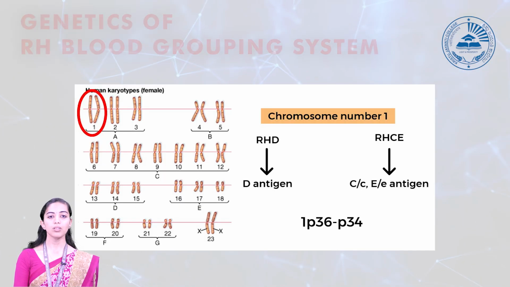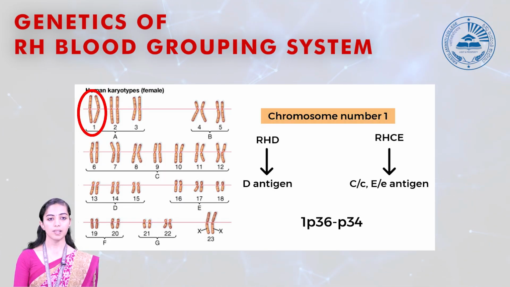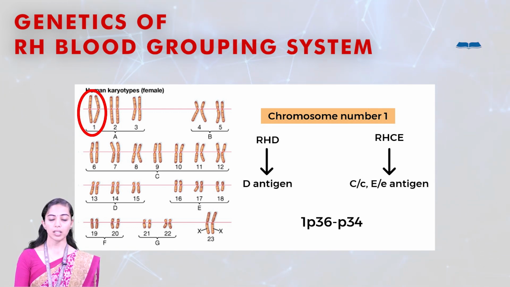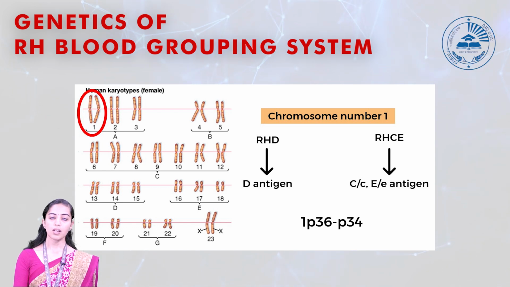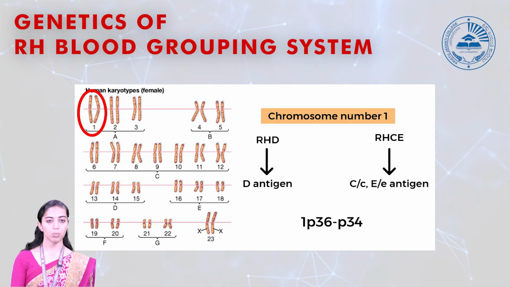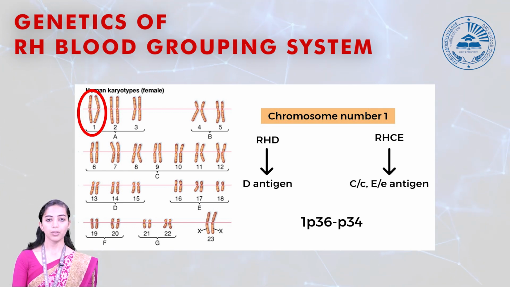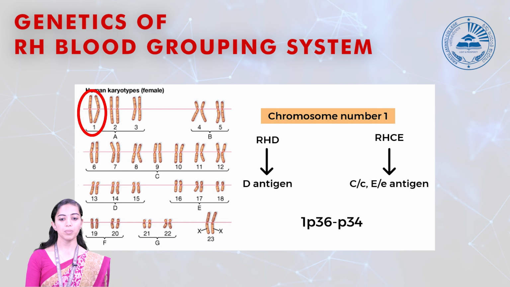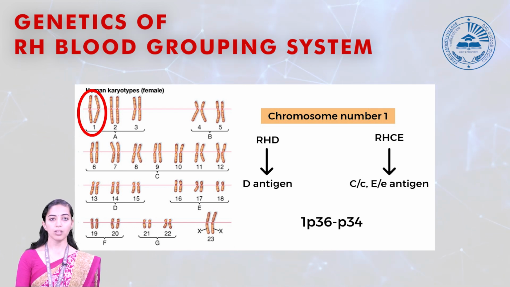Coming on to the genetics of the Rh blood grouping system, the first chromosome has genes called the RHD gene and the RHCE gene. These genes determine whether a person will have D antigen, C antigen or E antigen in their Rh blood group. RHD produces D antigen and RHCE codes for the production of C or E antigens respectively, and they are present in the position 1p36 to p34 in chromosome number 1.